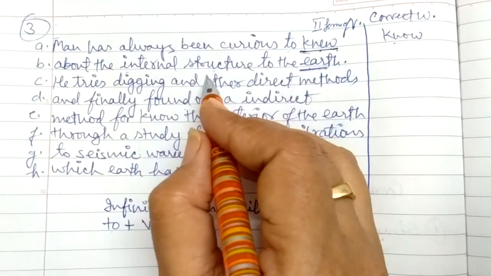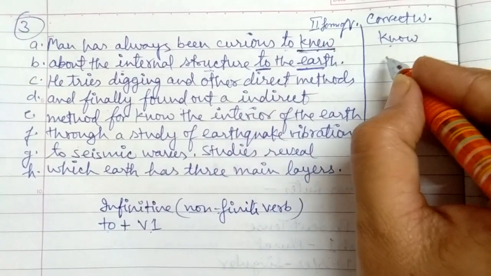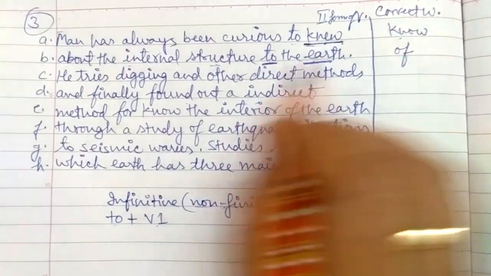To know about the internal structure to the earth. Here we are talking about the structure of earth. So the preposition "to" is wrong and the correct word is "of".